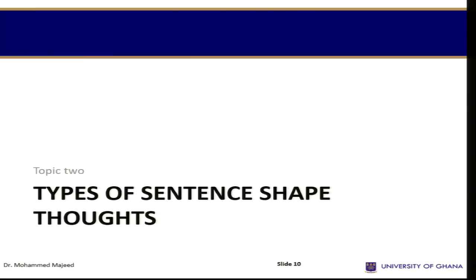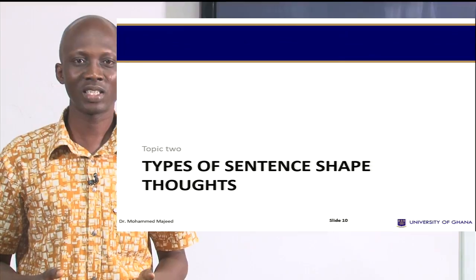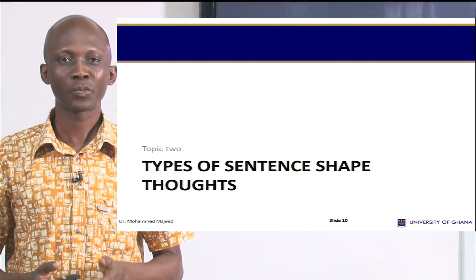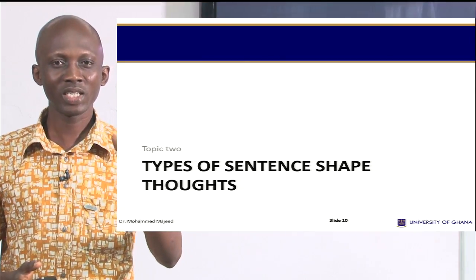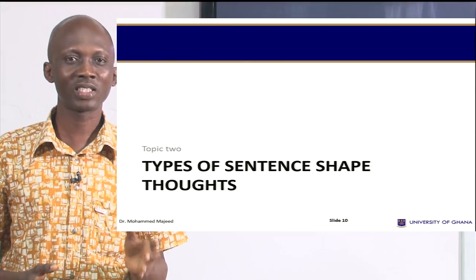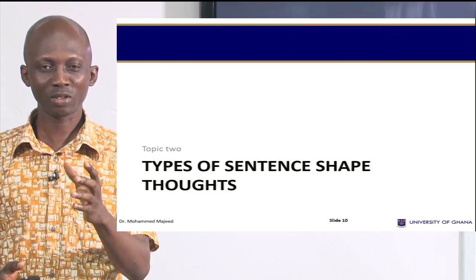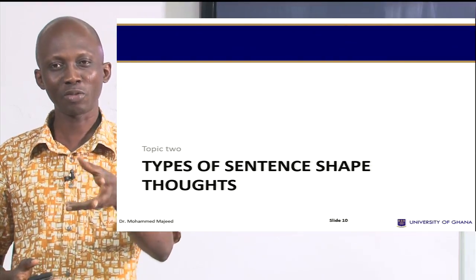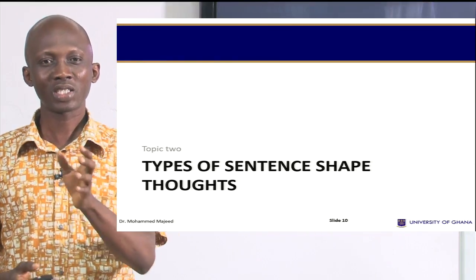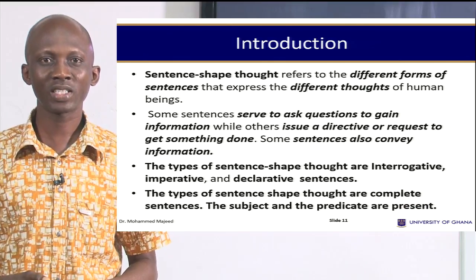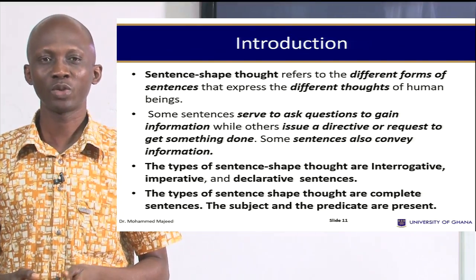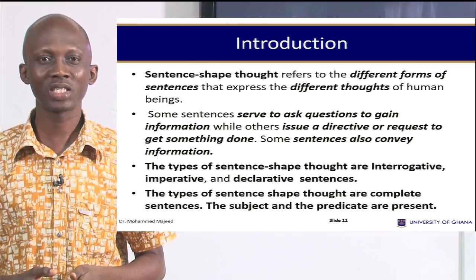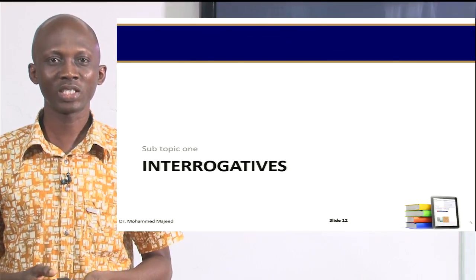So now we will talk more about the types of sentence-shaped thought. Types of sentence-shaped thought, these are the ways in which our sentences are expressed. I told you that we shall look at different types of sentence, and that some of them are statements, others are not. But the types of sentence-shaped thought, the first is what we call declarative sentence, which I said is the same thing as a statement, so I won't say anything about it again.